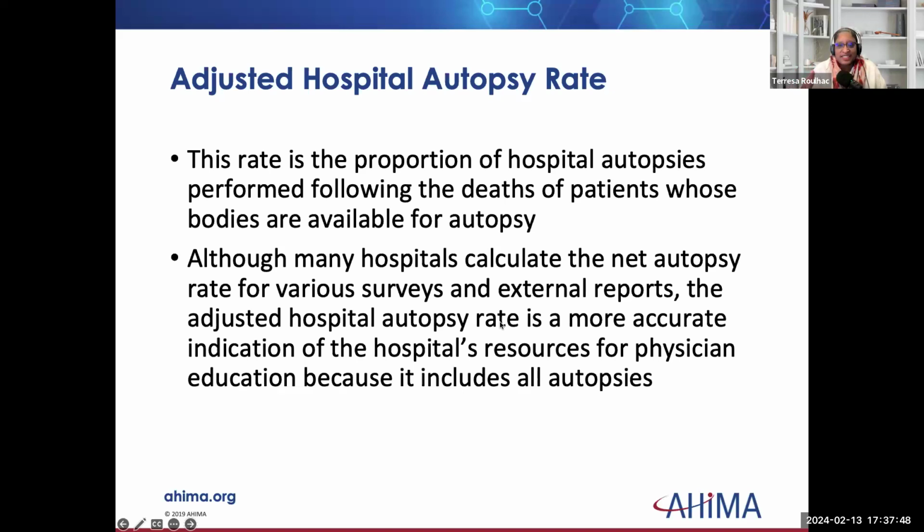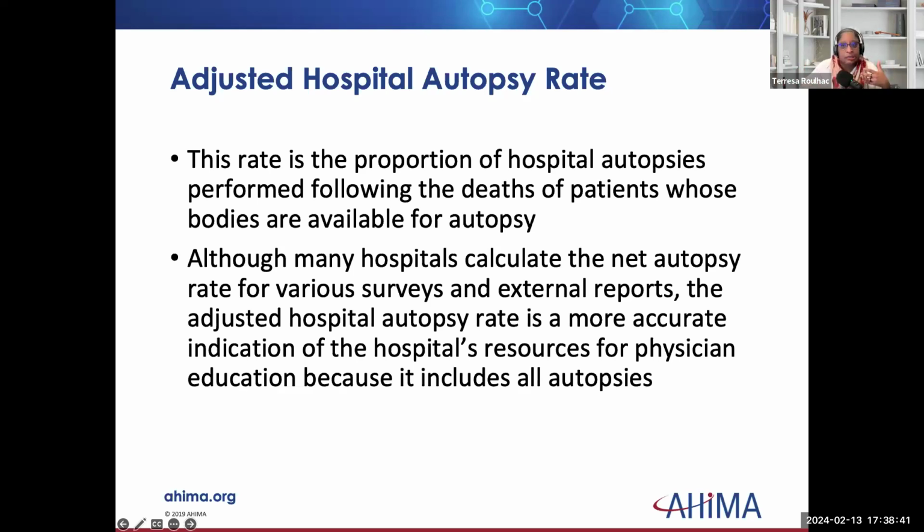Now, when we look at the adjusted hospital autopsy rate, we're talking about the proportion of hospital autopsies performed when patients' bodies are actually available for autopsy after their deaths. Now, while many hospitals calculate the net autopsy rate for external reports, the adjusted rate provides a more accurate reflection of what's going on with the hospital's resources for physician education because it includes all autopsies. Now, patients whose bodies are available for hospital autopsies would include, of course, those inpatient deaths, special cases. So like, let's say the hospital pathologist performs the autopsy as an agent of the coroner. Both the autopsy and the death are included in the adjusted hospital autopsy rate formula.